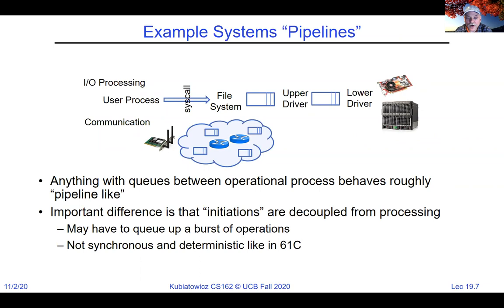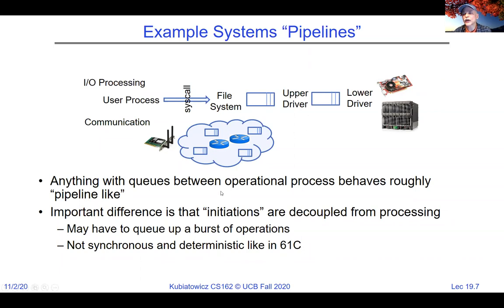Now the important difference here is that initiations are decoupled from processing. So that means that the reason I put a queue here in the first place is so that the thing producing the requests is decoupled from the thing servicing the requests. And this is extremely important in general, because request production is often very bursty. Okay, and this is certainly true with file system calls. It's certainly true with the network. It's certainly true with a number of other things. And so really, we're gonna wanna be putting these queues in here to absorb those bursts.